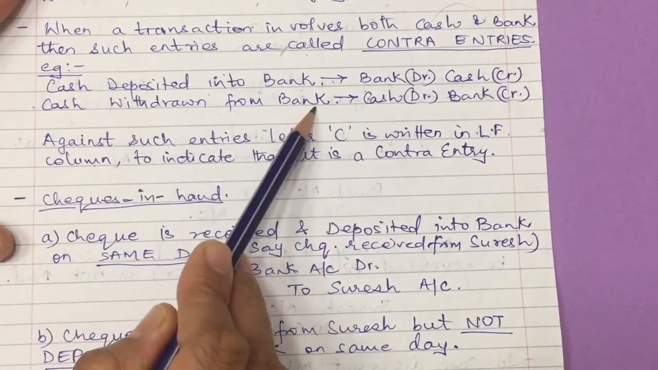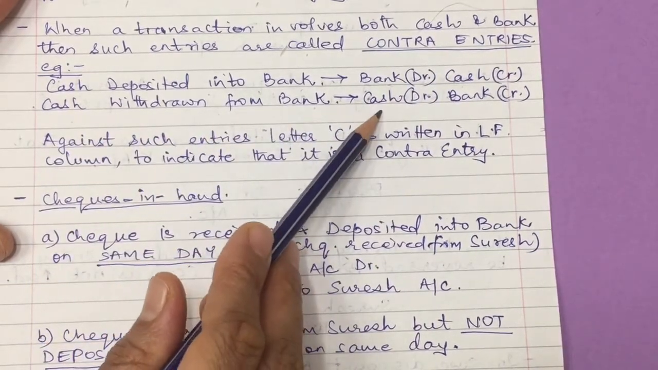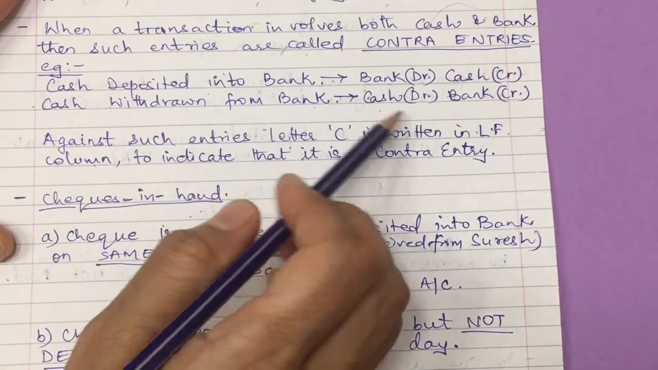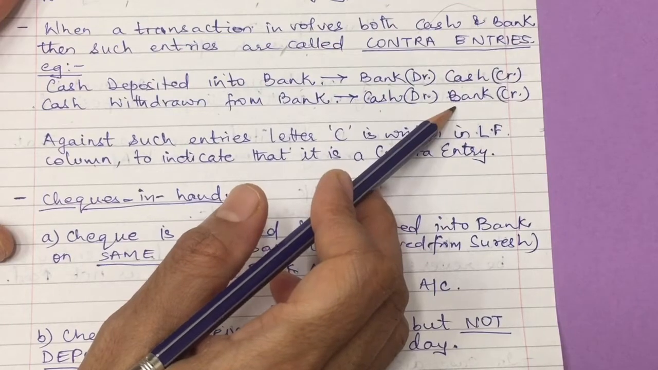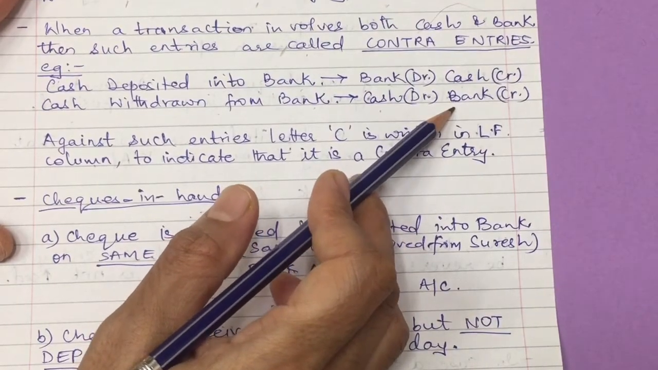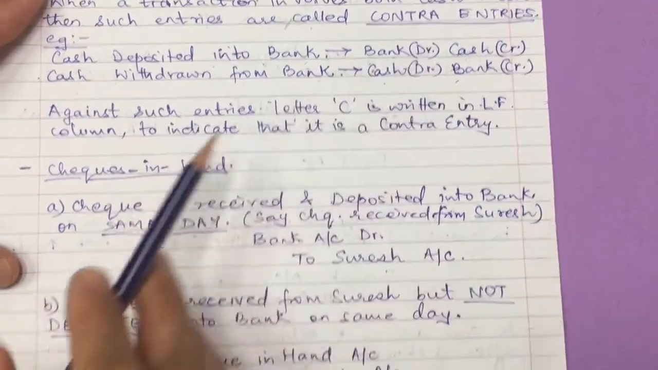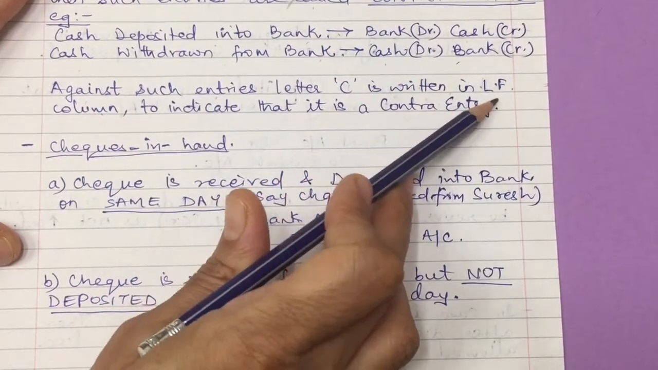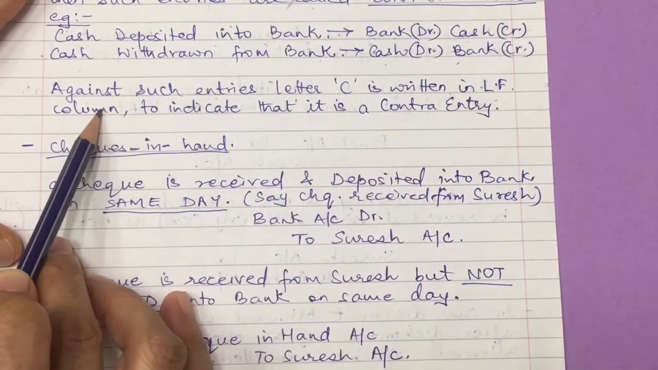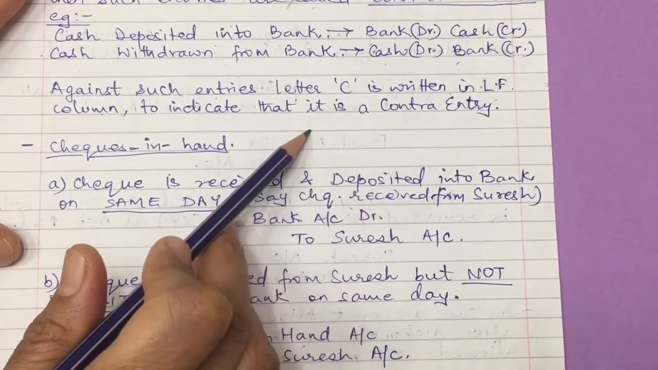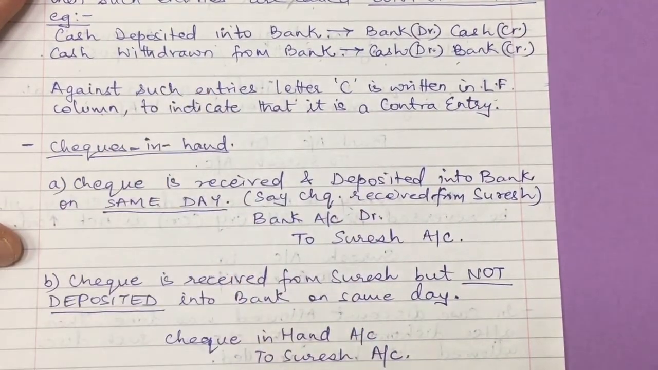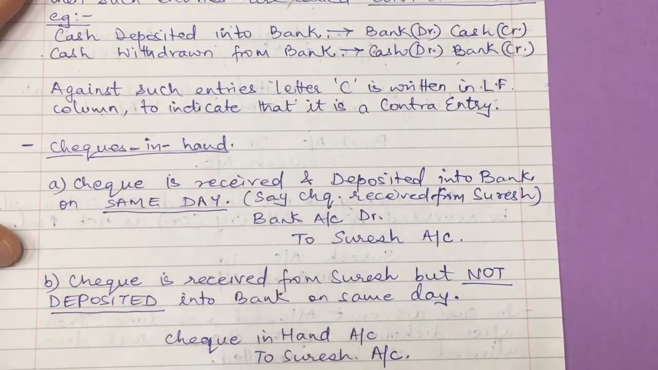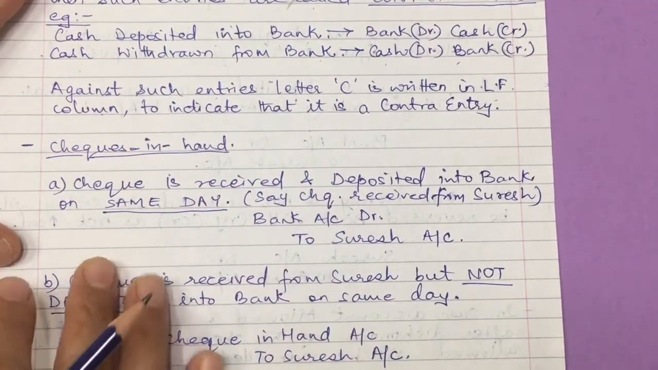Cash withdrawn from bank. Cash will be dancing because it is now increased. It has come into the party. Bank account will cry because it has gone out. It has become less. Against such entries, letter C is written in ledger folio column, okay, which indicates contra entry. So whenever bank and cash both are involved, we write C to denote that yes, this is a contra entry.